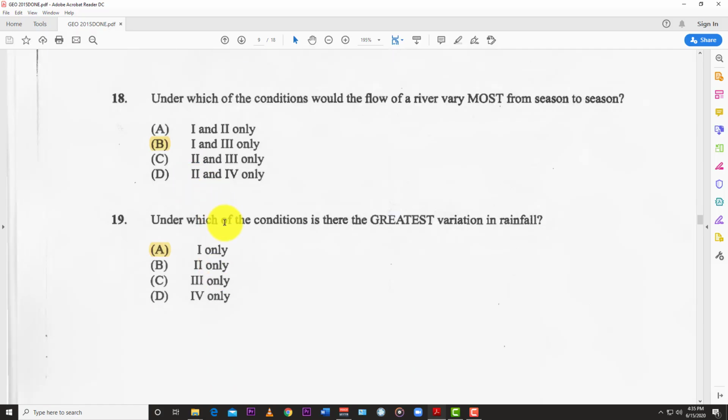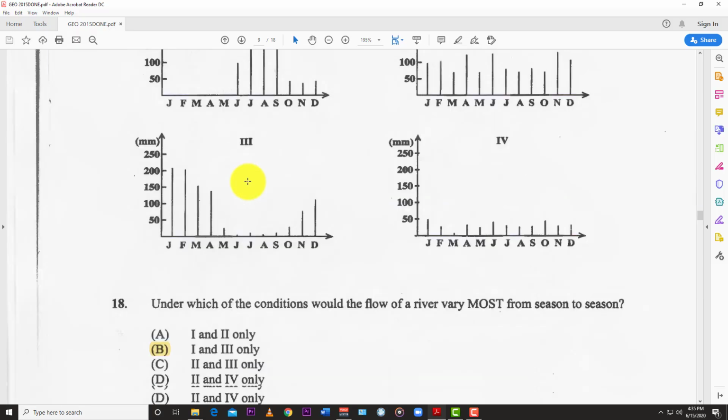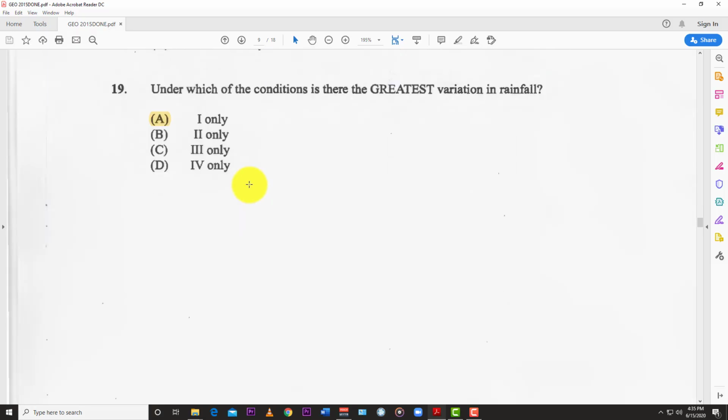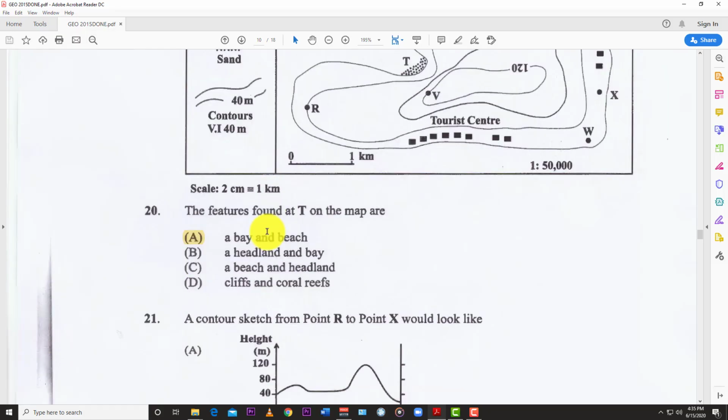All right, number 19. Under which of the conditions is the greatest variation in rainfall? And so the answer is A, 1 only, and you can see that. Up, down, none at all, so 1 only. Even here have some rain, but here none at all, a little bit, a lot, in between. So the answer is A, 1 only. More maps again. Number 20 to 21.